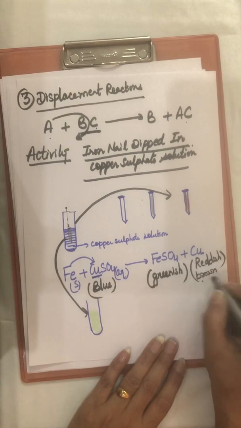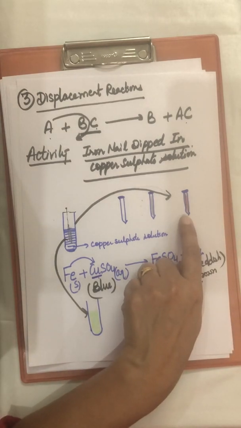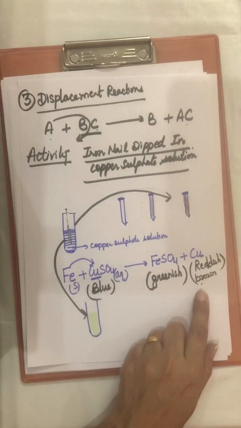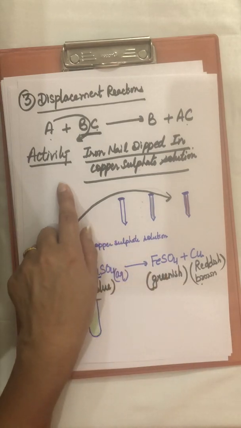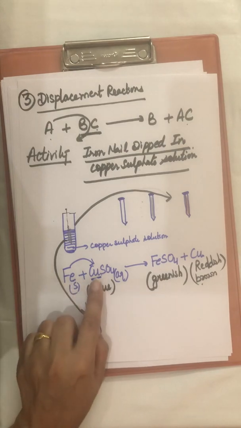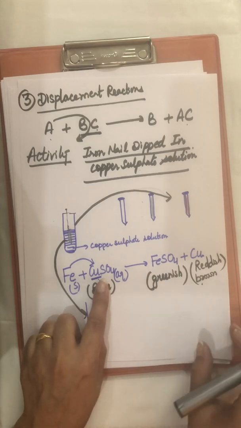So the reddish brown color is because of the formation of copper. So this is not iron now. What is here? Now on the iron nail there is copper deposited. So it gets a reddish brown color. So this is an activity to explain the displacement reaction, when a more reactive metal displaces the less reactive metal from its salt solution or from its compound form.